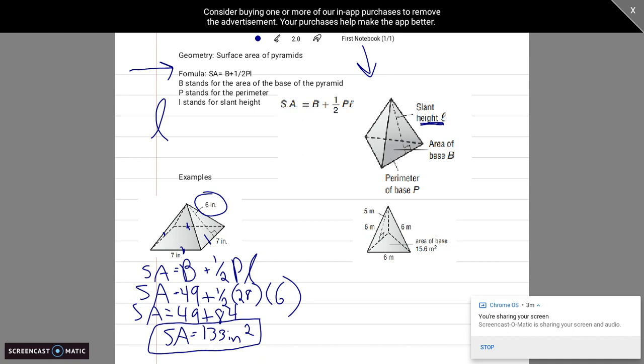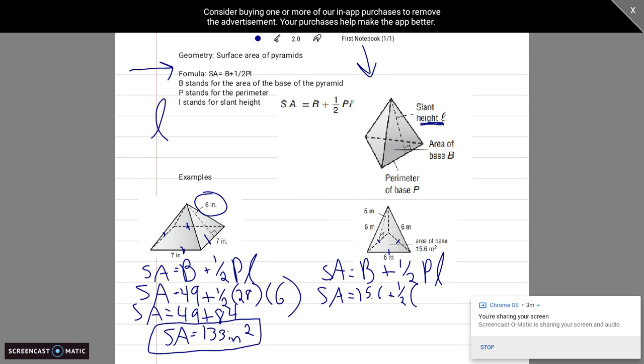So let's look at the one where we have a triangular base. So I'm going to start the same way I did with the first example by rewriting my formula. So the area of the base they gave me is 15.6. This is an equilateral triangle. So that means all of the sides of the base are going to be the same.